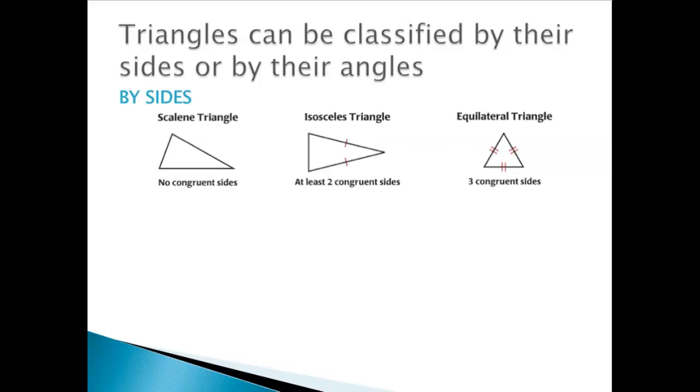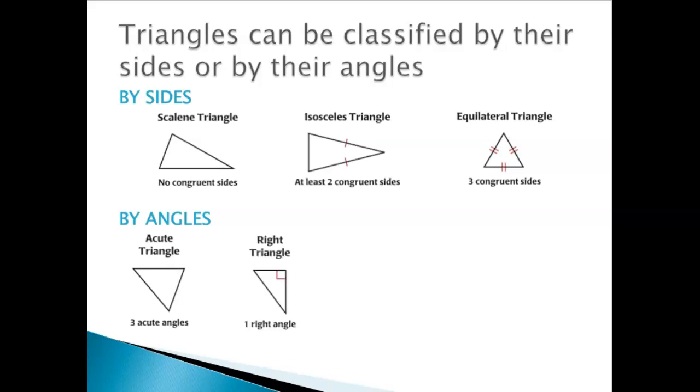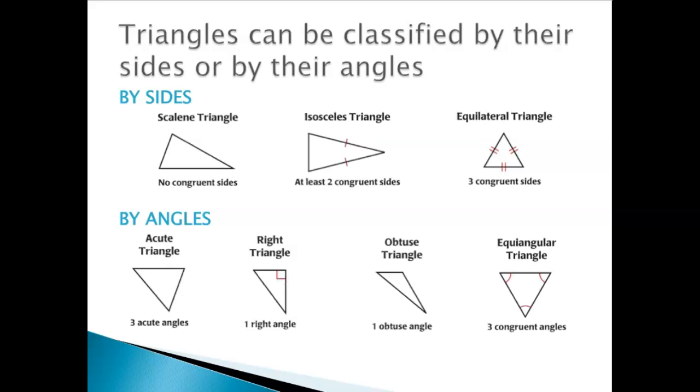Now, classifying triangles by their angles, we have a couple of different options as well. First we have an acute triangle. This means that all the angles inside the triangle are smaller than 90 degrees. Next we have a right triangle, where you have one angle that is a right angle. Next we have an obtuse triangle. That means that one of the angles inside of the triangle is an obtuse angle. And then we could also have an equiangular triangle, which has three congruent angles.